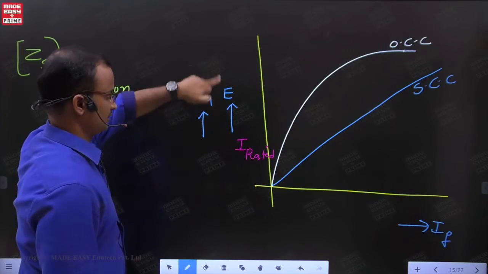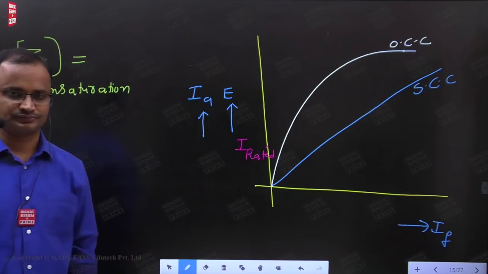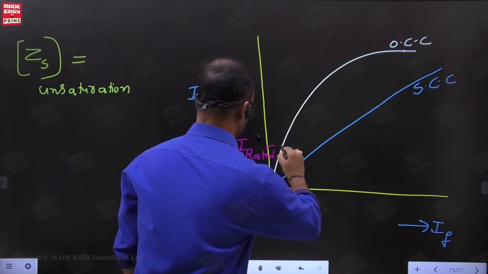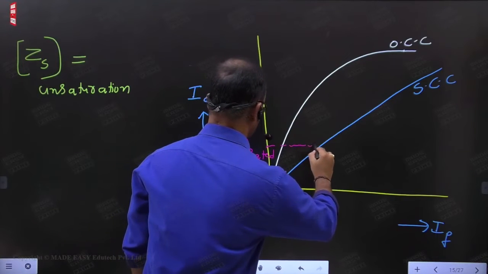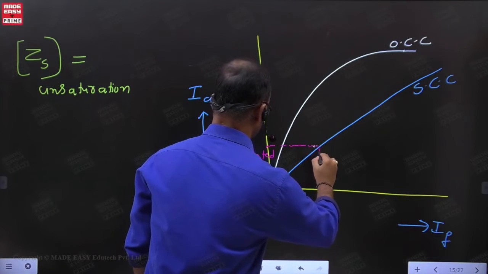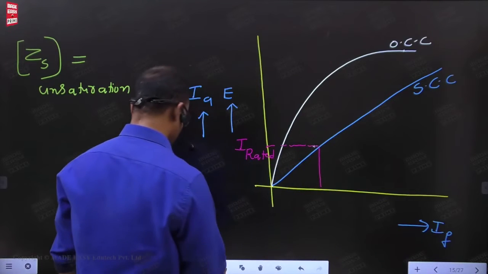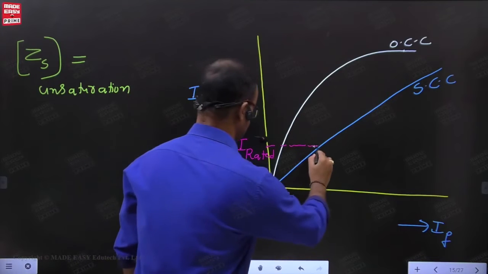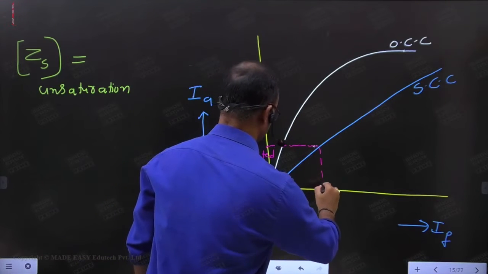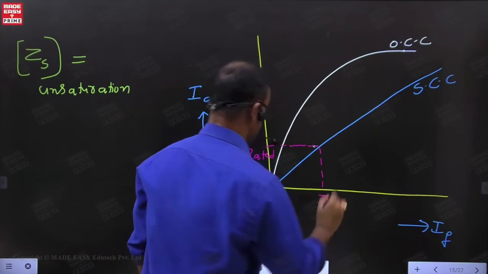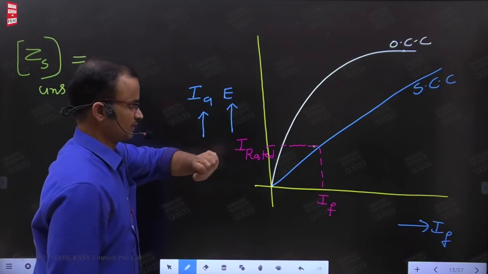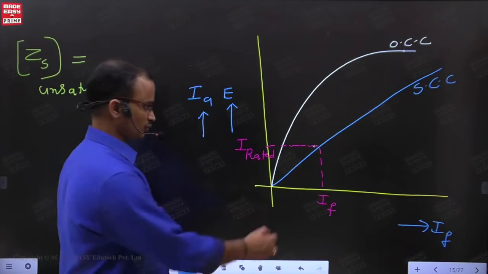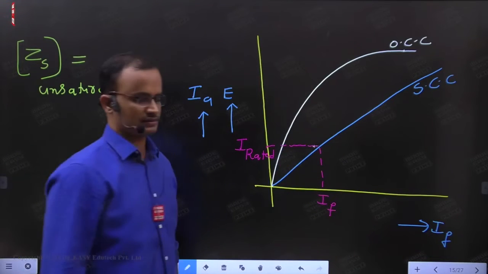Along the y-axis, I am indicating voltage as well as the armature current. First take the reference as the rated current. Now corresponding to this rated current, measure the field current with the help of the SCC. That is named as IF.